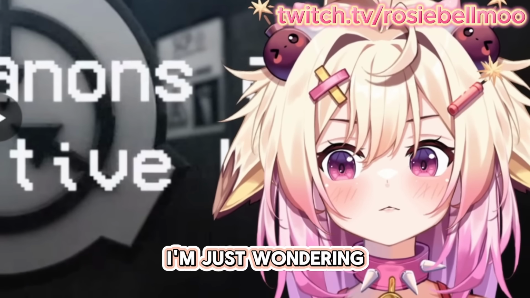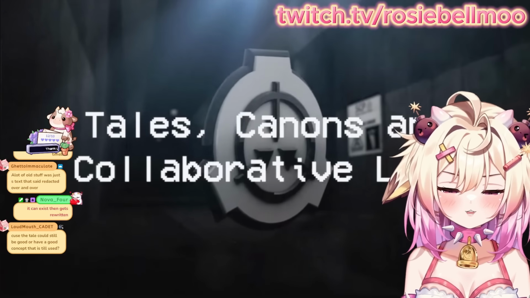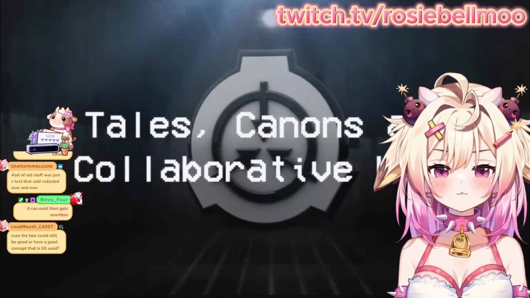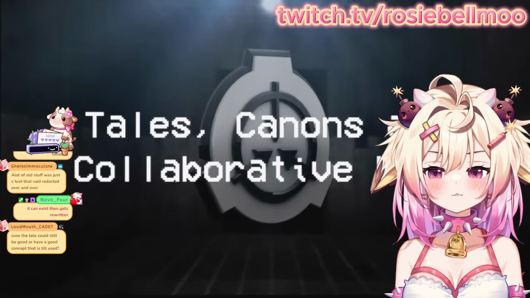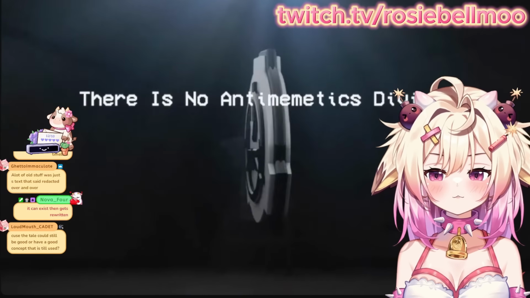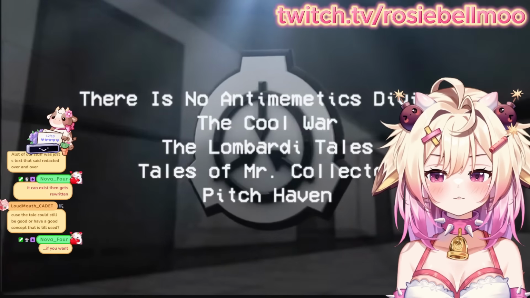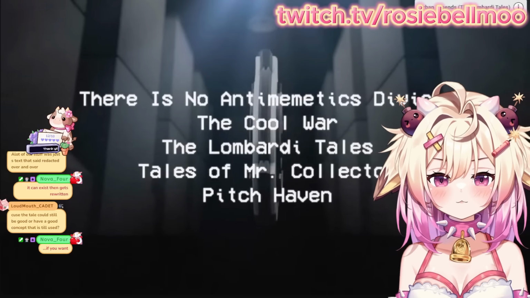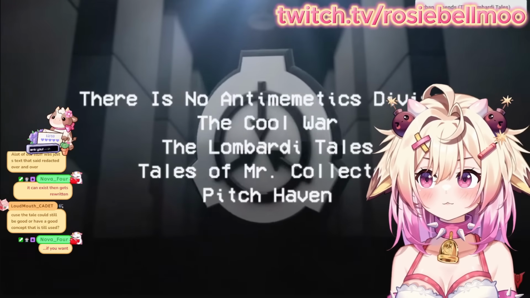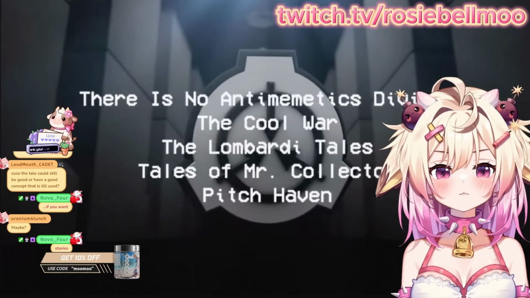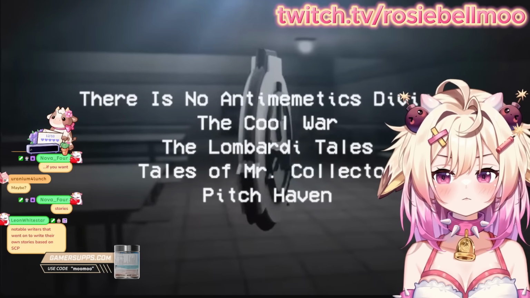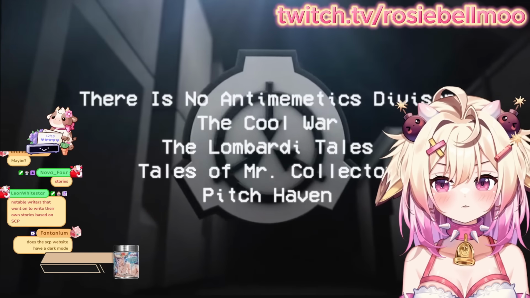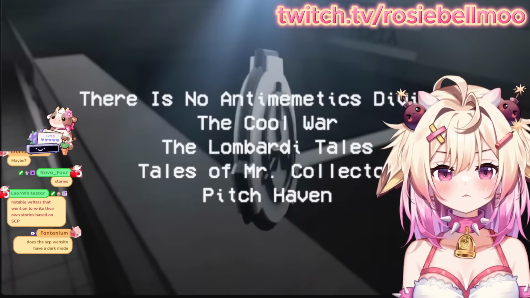Some authors may also turn their tales into a series, usually if they have a cohesive idea in mind, or if it gets really popular. Notable series include There Is No Anti-Memetics Division, The Cool War, The Lombardi Tales, Tales of Mr. Collector, and Pitch Haven. You can find tales in the top-rated Tales Archive, as submissions to a themed contest, or by trawling around and finding recommendations.